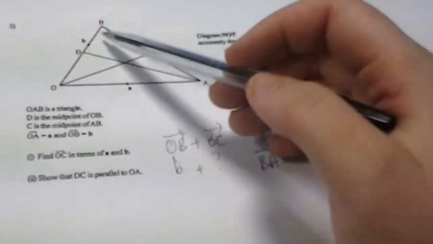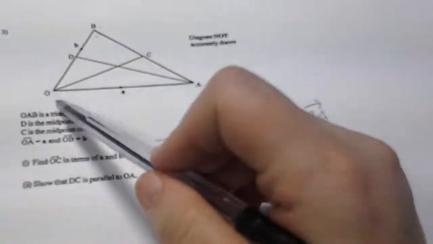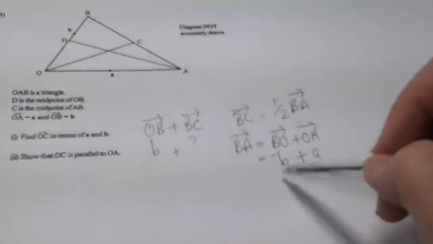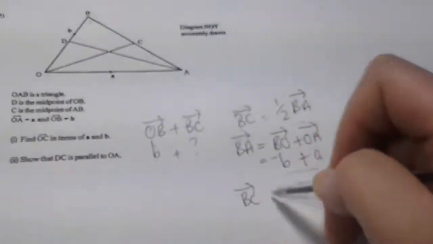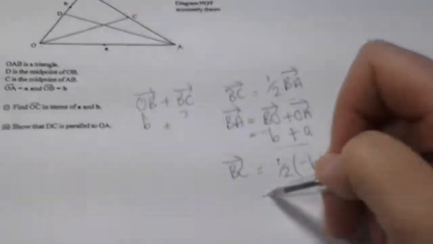B to A, I'm going to go BO and then O to A. B to O is negative B because I'm going in the wrong direction. O to A is positive A because I'm going in the right direction that way. Now that's what BA is, but I wanted BC, which is half of BA. So it's half of minus B plus A. Now I prefer to write this as minus 0.5B plus 0.5A.